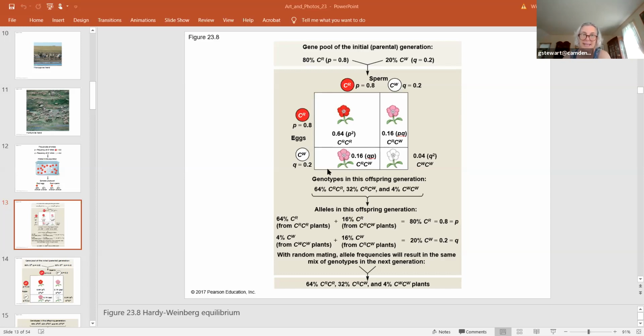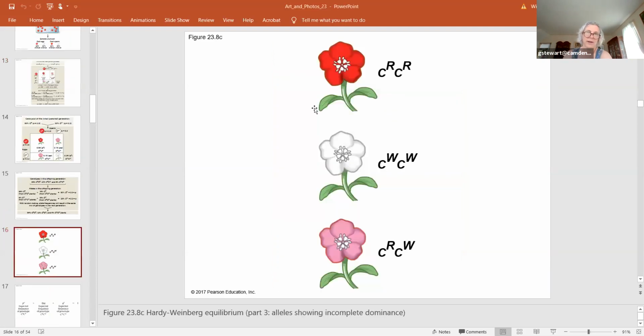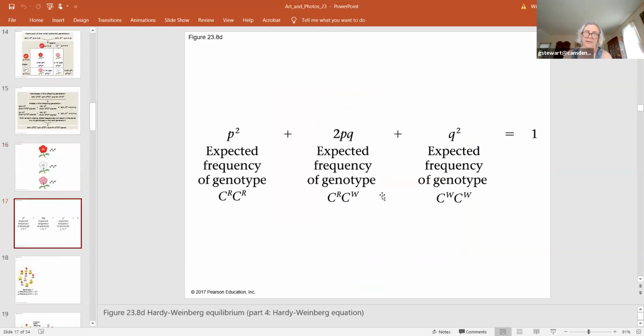And what you can see, if you went through all the calculations, which remember, I'm not going to ask you to do, is that the frequency of the alleles stays the same. It's relatively stable if the population is not evolving, which makes sense, right? So there's just the picture of the flowers again and the frequencies.